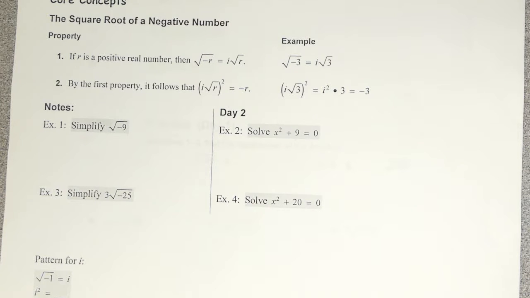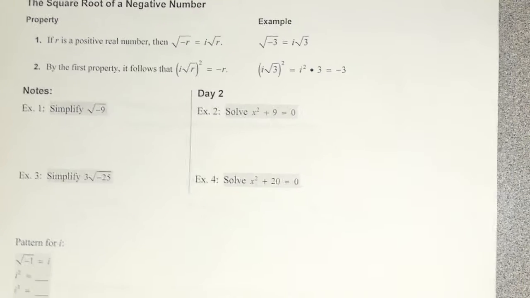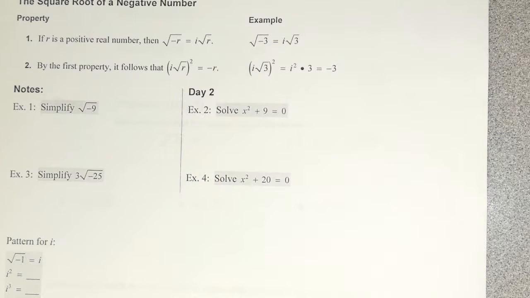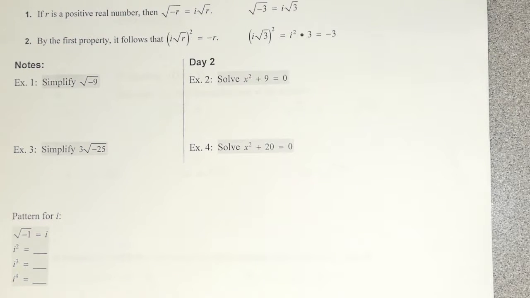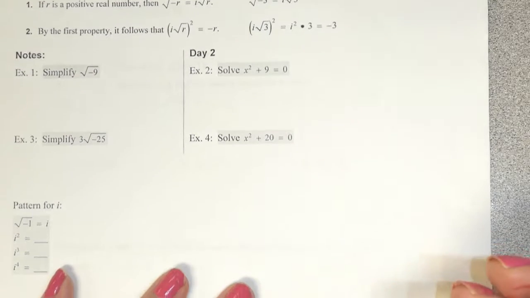Okay guys, we're looking at section 3.2. This is the second day of it. We have some space on page 52. You should have some open space here in the middle to add in a couple of problems. If you don't have any space, find some space somewhere.